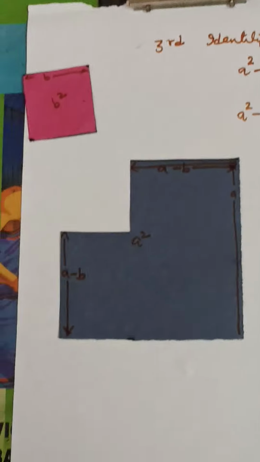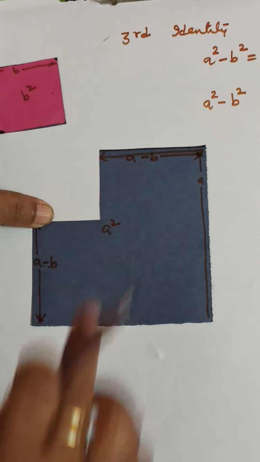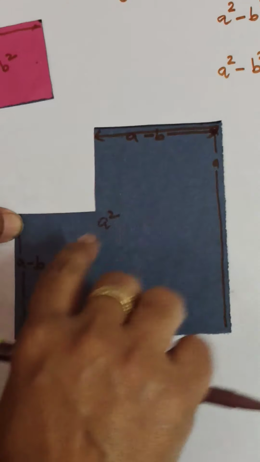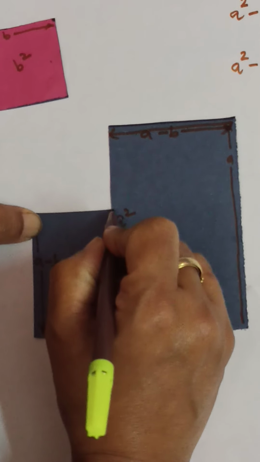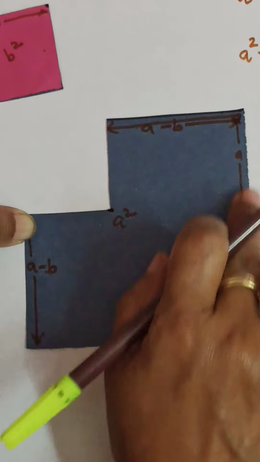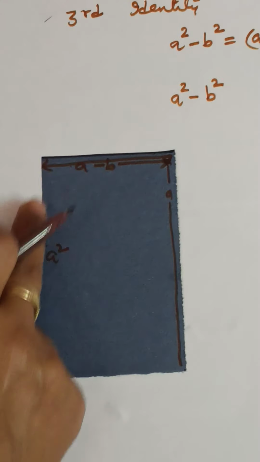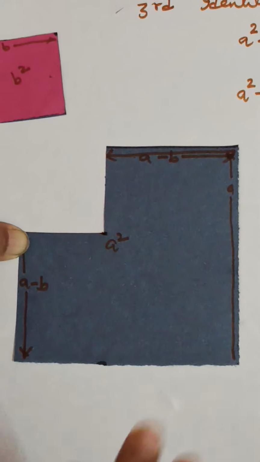Now look, we can find this L-shaped figure's area by dividing it into two rectangles. We can make two rectangles from this figure. Either one rectangle this and one below, or another way, one rectangle this and another this. We can take any one. I am taking this.